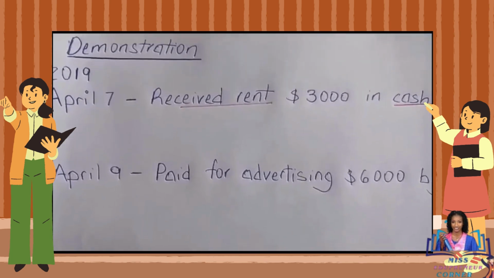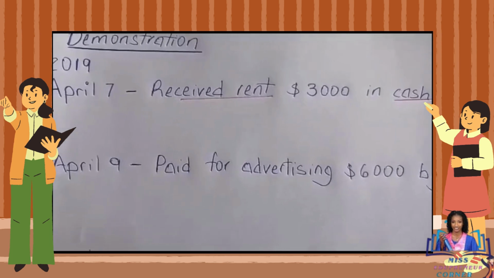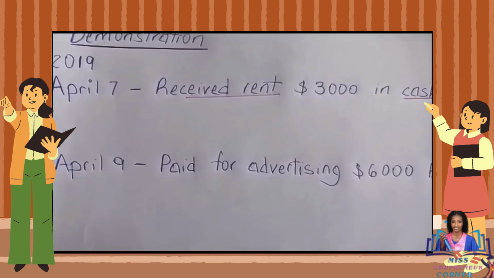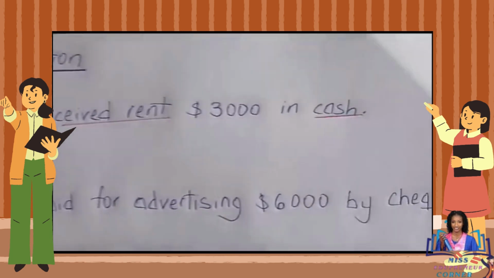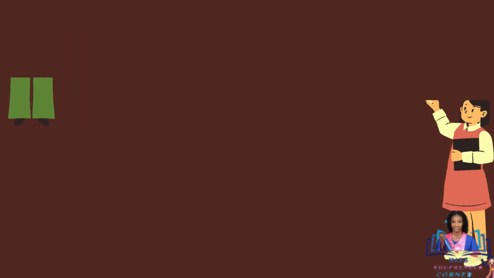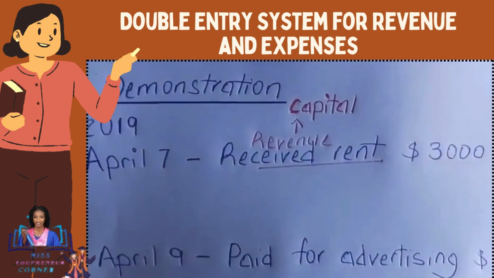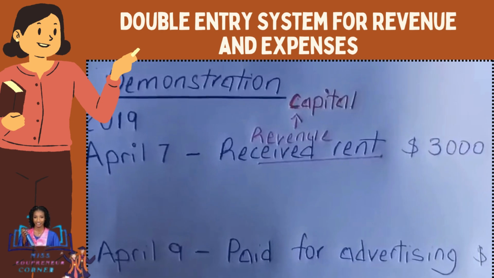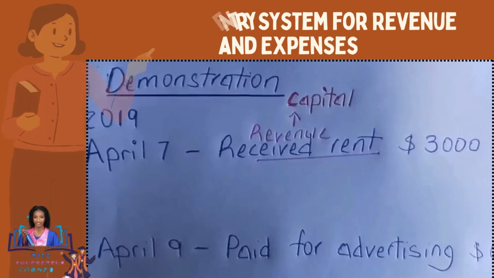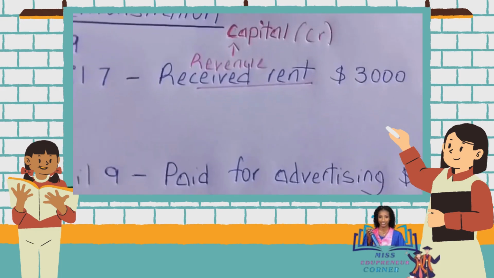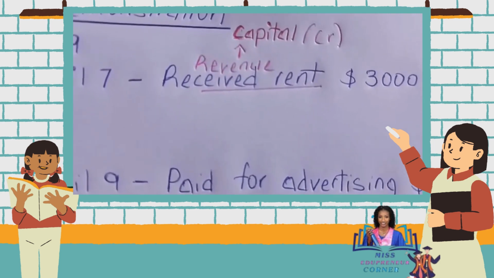Remember, as was established earlier, revenue increases capital. But this entry is not made in the capital account because you don't want to overcrowd it. So for one of the T accounts, we're going to have the rent received account, and the other one we're going to have the cash account. Rent received is a revenue account, and remember, revenue increases capital, and as capital increases, we make a credit entry. So we're going to credit that revenue account. Right there, we have recorded how the rent received account should be treated. It should be credited to show an increase in capital.